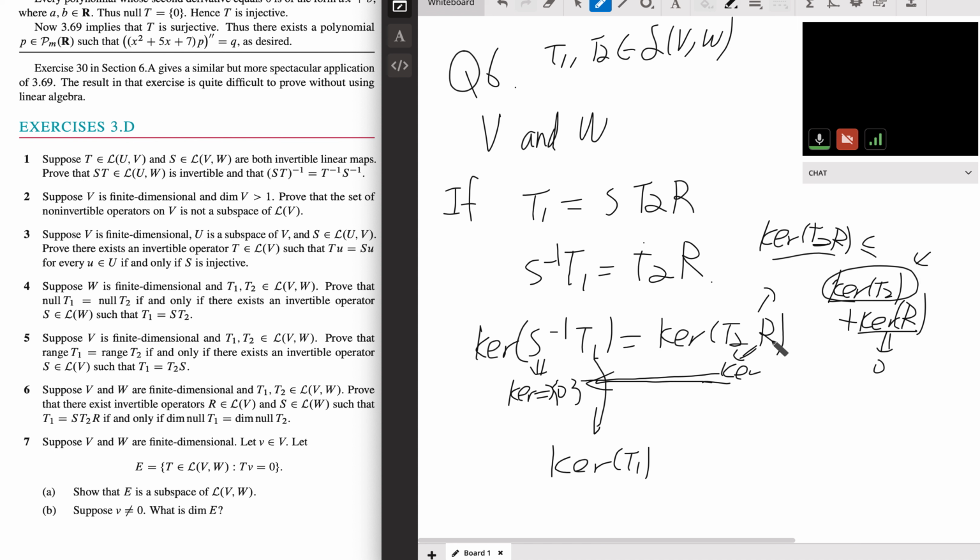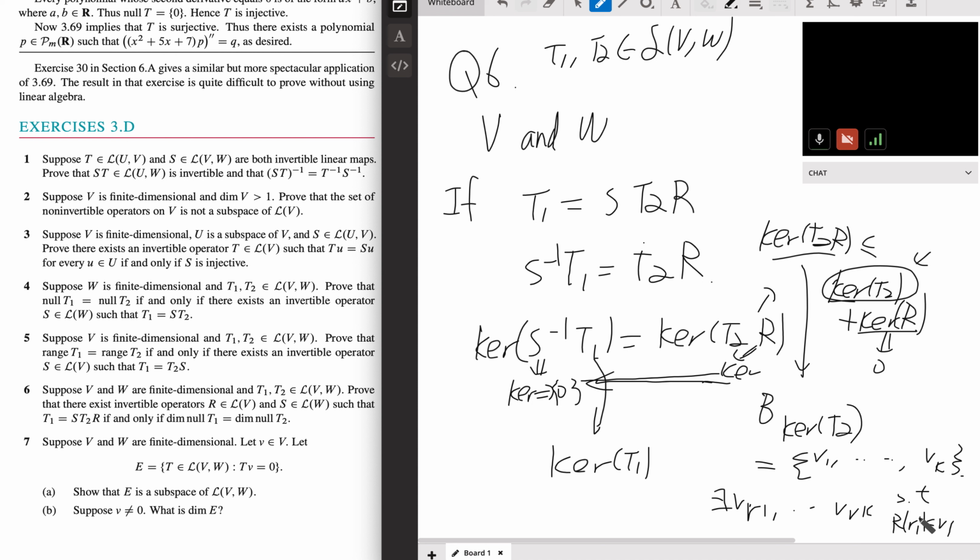And it should be equal to the dimension of the kernel of T2, for the following reason. If you were to establish a basis of the kernel of T2, let's say v1 through vk, then there exist vectors vr1 through vrk such that R of vri equals vi for all i between 1 and k.